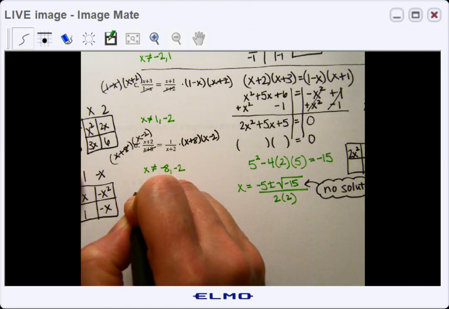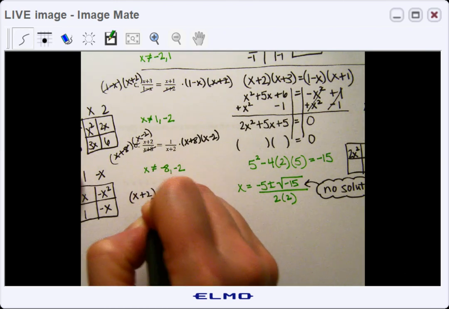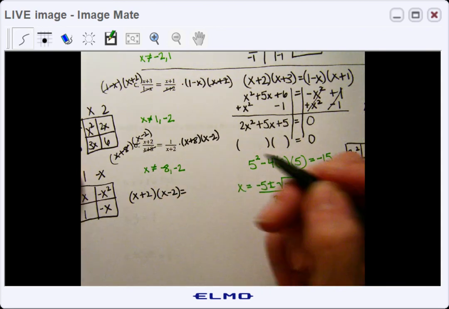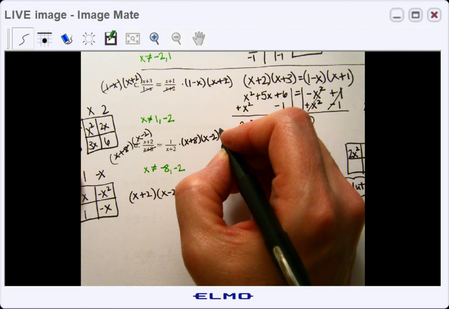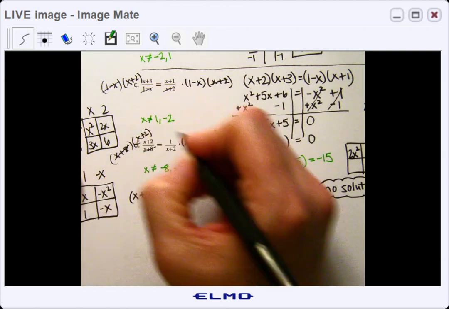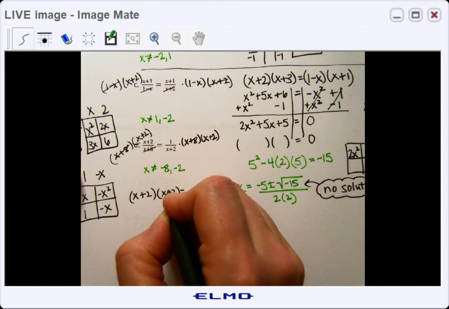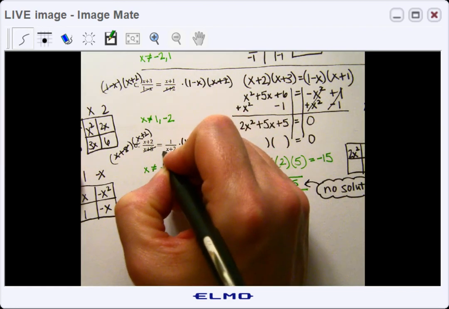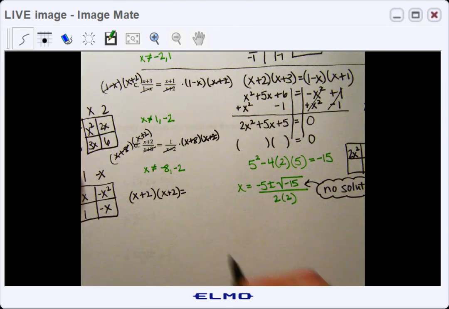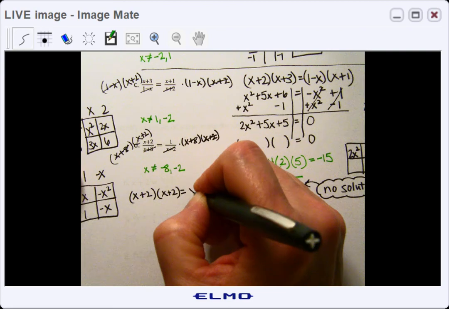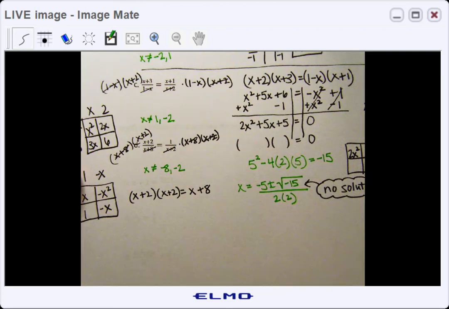And I think I have room here. I have x plus 2 times x minus 2 equals, wait, sorry, this should be a plus, this should be a plus, this should be a plus. Okay, back in action. On this side, the x plus 2's are eliminated, and I have 1 times x plus 8, which is simply x plus 8.